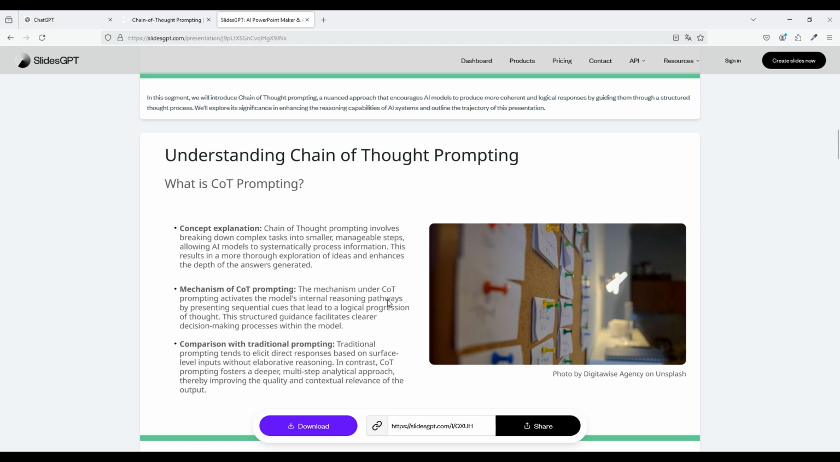So let's explain the concept. The technique of chain of thought prompting involves breaking down complex tasks into smaller manageable steps, allowing AI models to systematically process information. This results in a more thorough exploration of ideas and enhances the depth of the answers generated. So this is actually self-explaining, and once you have understood the concept, you can go further with the rest.